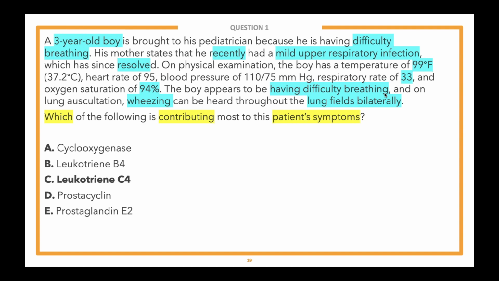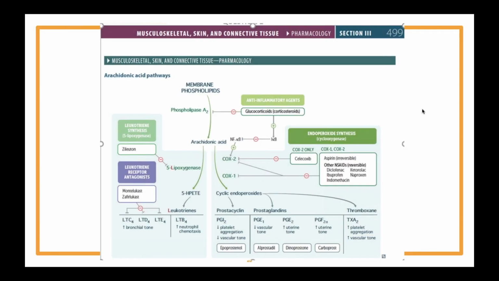So let's take a look at the next slide. Sean has gone ahead and pulled up a nice figure from First Aid. You can see there how the precursor is membrane phospholipids, and that eventually becomes arachidonic acid. And you can see there, depending on which enzyme converts it, it can either be converted by 5-lipoxygenase into leukotrienes, or by cyclooxygenase into prostaglandins, prostacyclin, thromboxane. So you can see that split there in the middle.